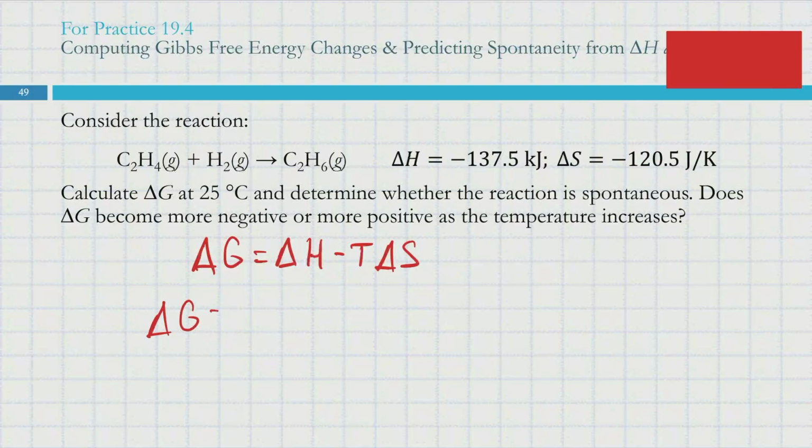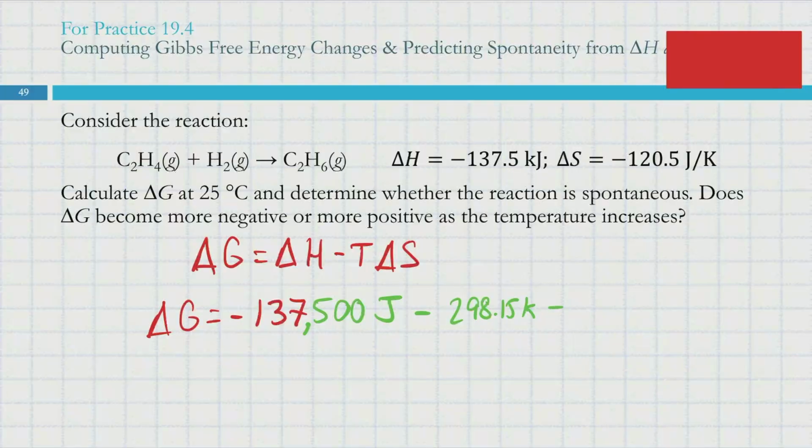So our change in Gibbs free energy, negative 137.5 kilojoules. However, it might be helpful to express it in joules instead. So I'm going to switch it to joules. The reason it might be helpful is because our change in entropy is joules per Kelvin rather than kilojoules per Kelvin. So 173,500 joules minus our temperature of 298.15, so that it's in Kelvin.